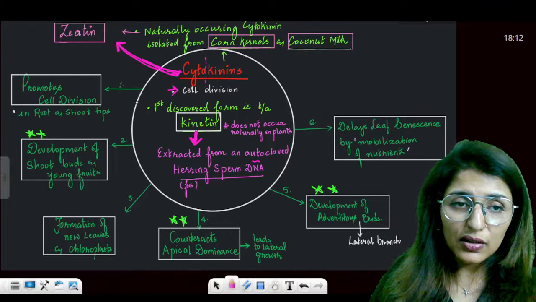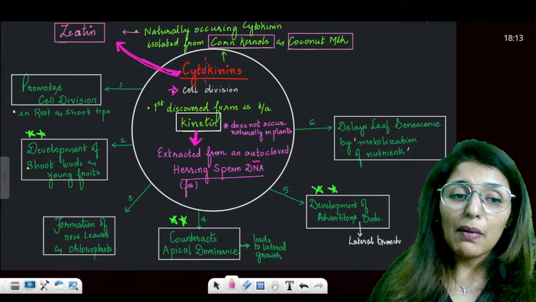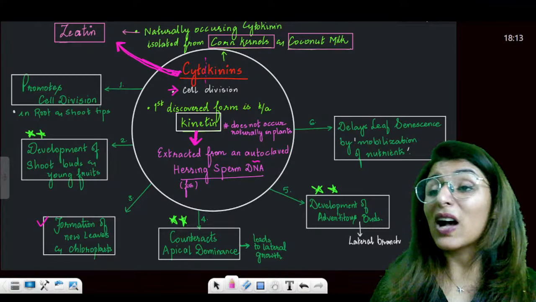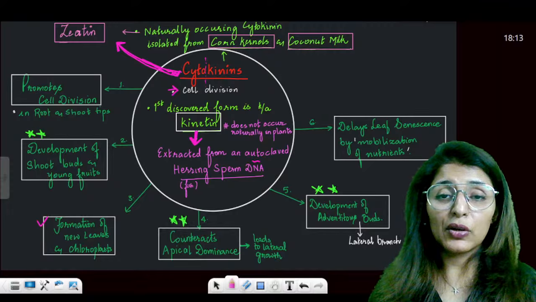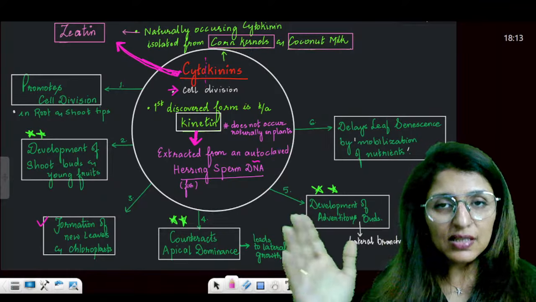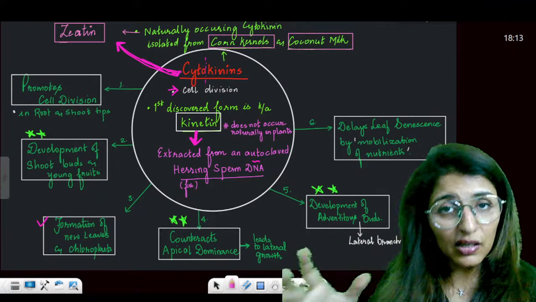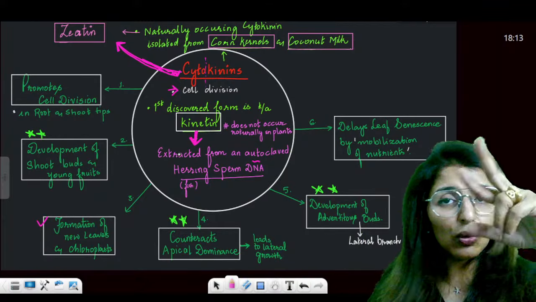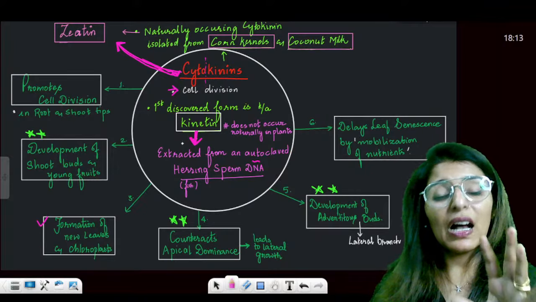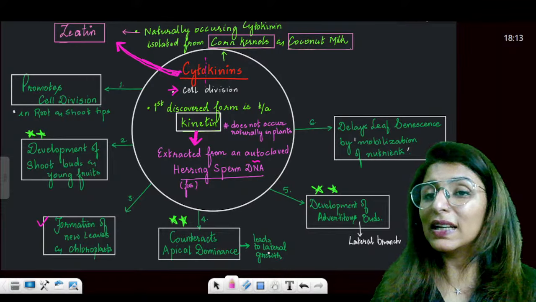So what else does it do? It promotes cell division in root and shoot tip. Already understandable. Development of shoot buds and young fruits, formation of new leaves and chloroplast. Then it counteracts apical dominance. Just explained to you: if you want the plant to stop growing vertically upwards and rather start increasing the girth, that means lateral branching should happen, then either you decapitate it, cut it from the top, or you spray cytokinins. So it helps in counteracting the apical dominance and leads to lateral growth.